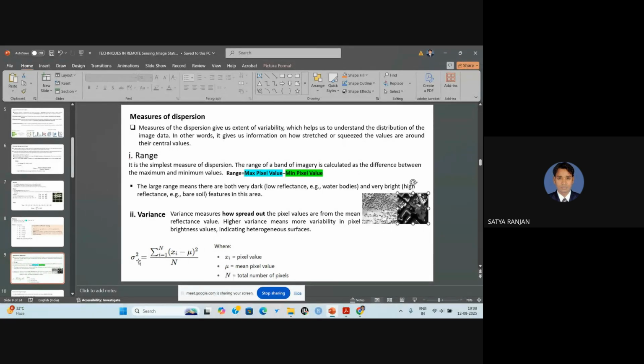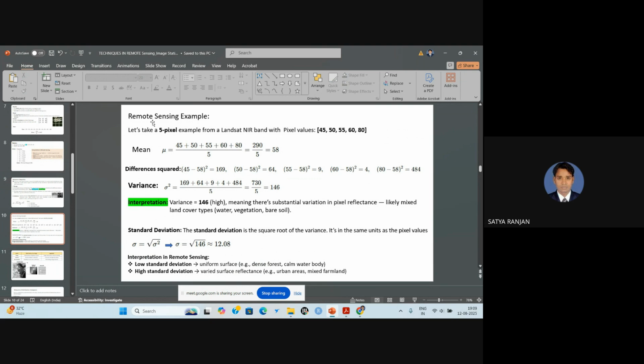This is one of the formulas: sigma square equals the summation from i to n of (xi minus mu) square, divided by n, where xi is the satellite pixel value, which is in the form of reflectance, mu is the mean pixel value, and n is the total number of pixels. We can calculate the variance, and all the pixel values, mean pixel values, and total number of pixels are found in image processing software. We can calculate all the information about one satellite image.